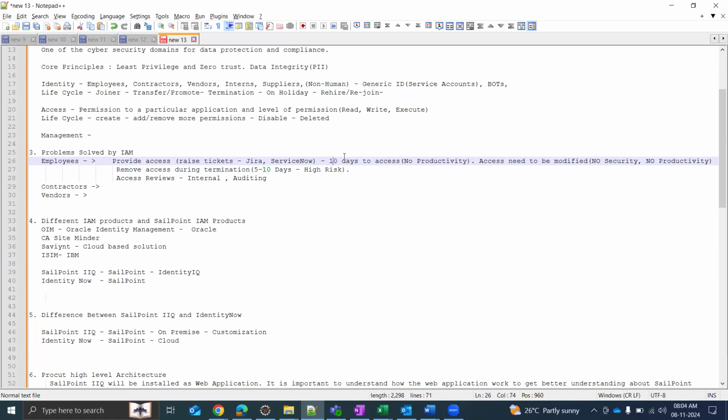Okay, delay in providing access basically hampers their productivity. And the main one is removing access. So while removing the access, like today is my last working day, if my access is not removed by today, there is a huge risk, right? So if they're raising a ticket today, and if my access will be removed after 5 or 10 days, then in the next 5 or 10 days I can do anything. So I no longer belong to that particular organization, but still I have access to the systems, and I can do anything. I can delete the data, I can hamper the systems, I can do anything, right? So which is a huge risk for the organization.